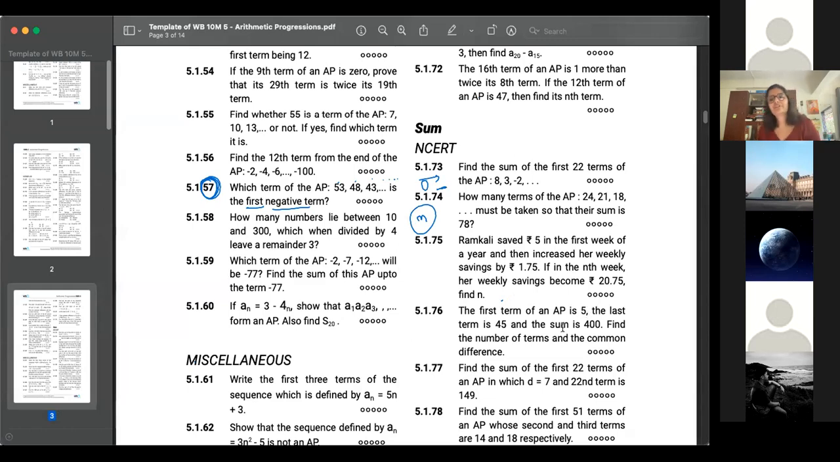Oh, Elina's already found out. Okay, I have not solved it, so let me verify. Puneet also got it. Good.